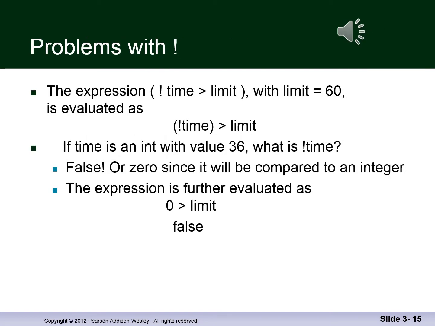Once again, here's another problem with the not operator. You want to avoid using the not operator whenever possible because it is confusing and it can cause problems. So here's an example where someone is obviously trying to say not time greater than limit, in other words, if time is less than limit. But that's not how this evaluates out. The not time is evaluated first, and what is that value if time is 36 minutes or 36? False, or 0, since it will be compared to an integer.